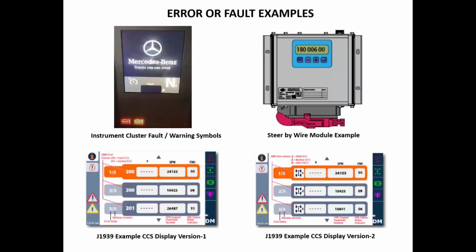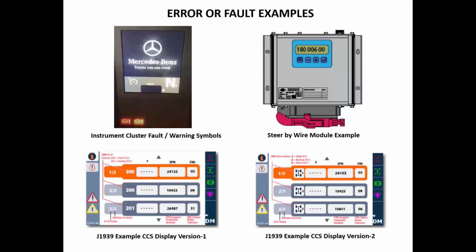Depending on what version CCS software is installed into the crane, the errors may look different. Version 1 will show the steering modules as a number designation, 200 for the main module, 201 for the backup module, and 202 for axle 4 module. Version 2 software will show a steering symbol with the numbers 1, 2, and 3. 1 for main module, 2 for the backup, 3 for axle 4.